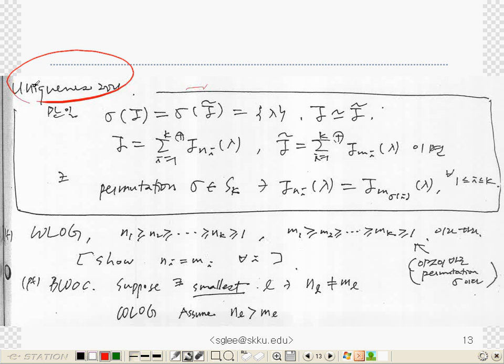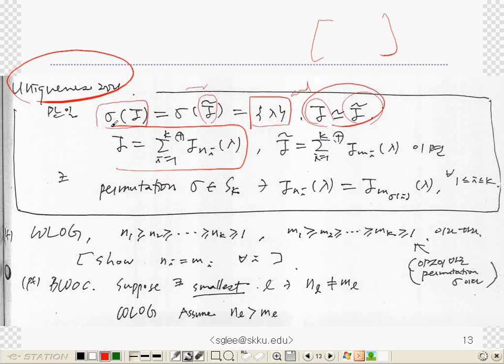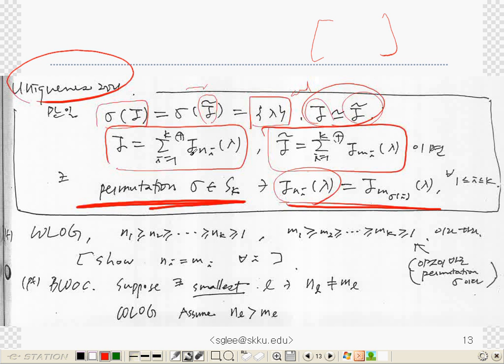Suppose we only consider one block first. Suppose the eigenvalue of J and the eigenvalue of J tilde is only lambda. Then we know J and J tilde are similar. J can be written in this way, and J tilde is written in this way. So this is a Jordan canonical form of a single eigenvalue first. Then we show there exists a permutation sigma such that each of these Jordan blocks is one of these. By just changing the order, it will show the uniqueness.